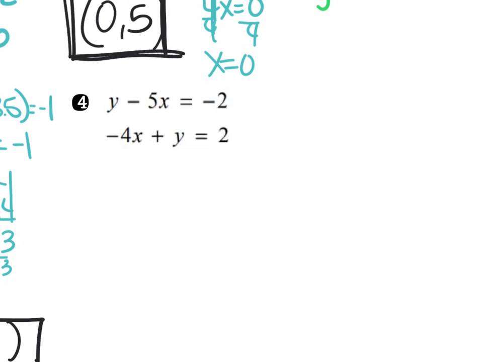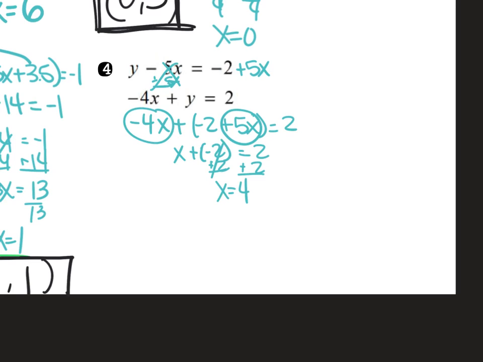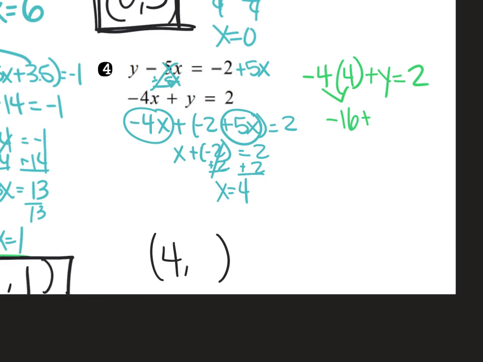Okay, go ahead, take a pause, and try to find just the x coordinate on number 4. Okay, hopefully you got x equals 4, and I plug that in. All right, and I want to take that x and plug it into either of these equations. So I want to do the bottom one. So it's going to be negative 4 times 4 plus y equals 2. Negative 16 plus y equals 2. I would add 16 to 2, and y will equal 18.